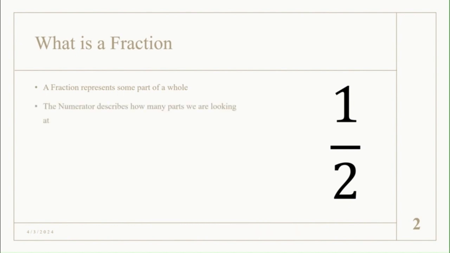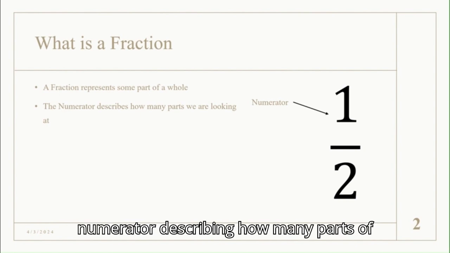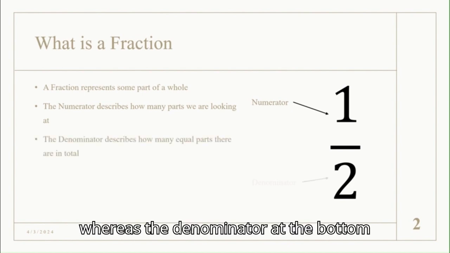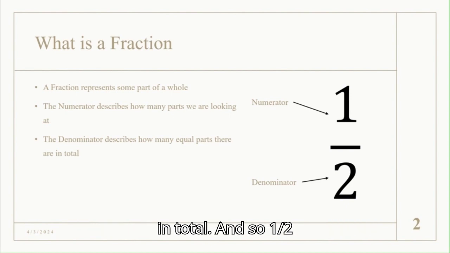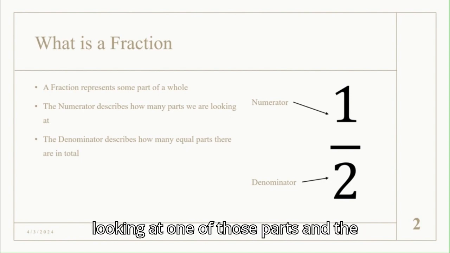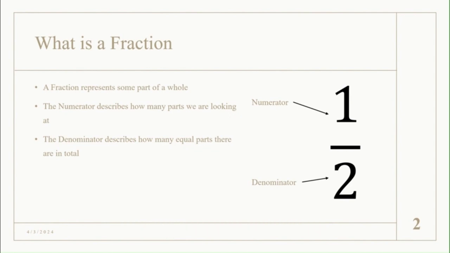And so, what are the components of a fraction? Well, the numerator is the top. The numerator describes how many parts of the overall fraction we're looking at, whereas the denominator, the bottom, describes how many equal parts there are in total. So 1/2 is saying there's two parts of this total thing. And if we're looking at 1/2, we're only looking at one of those parts. And those parts are equal in size.